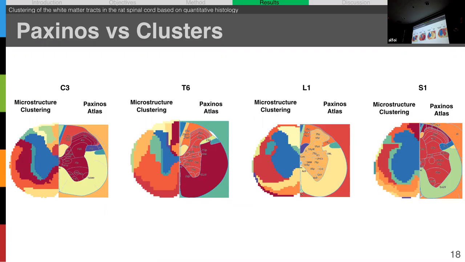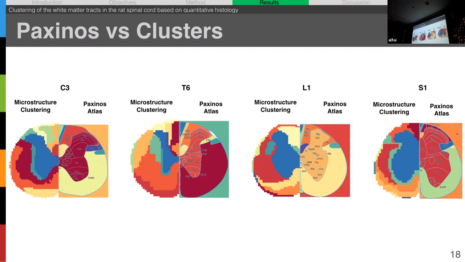And so what we wanted to do next was try and compare this to what we have right now, the gold standard that everyone is using for the rat spinal cord. And you'll see that we do have similarities between the tracts. So we're looking at between C3, T6, L1, S1.